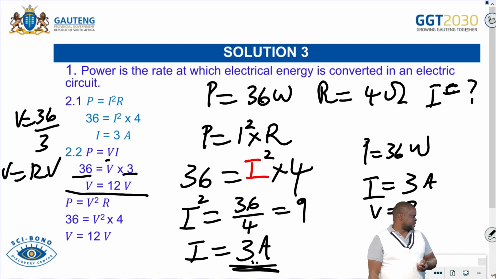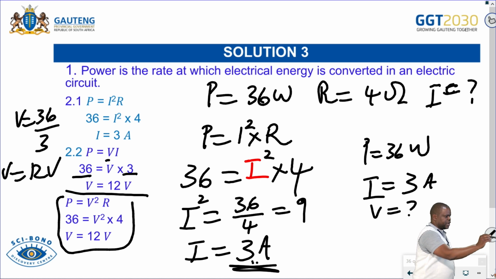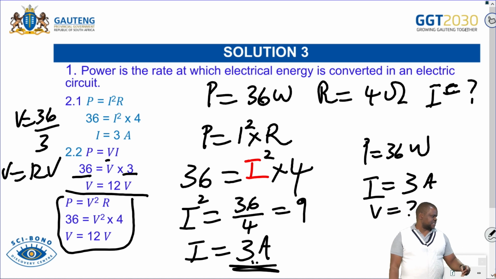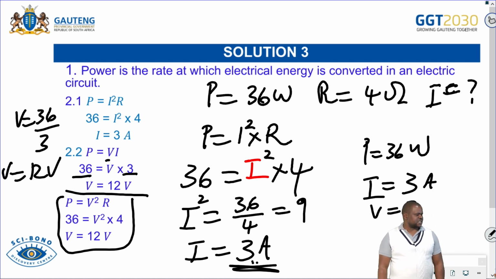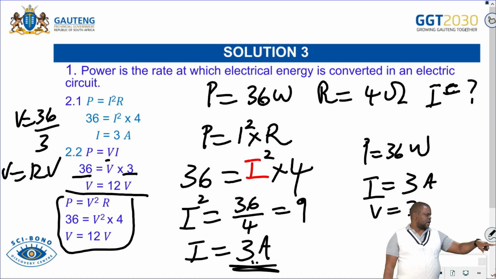Or you can use this method that is given. P equals V squared multiplied by R, where power is 36. V squared is unknown. Then multiply by 4, our resistance. We know our resistance is 4 ohm. Then we just 36 divided by 4.